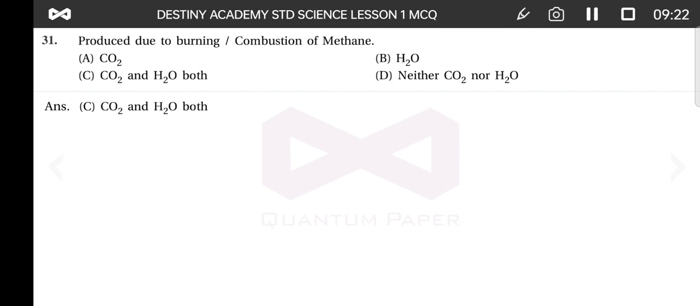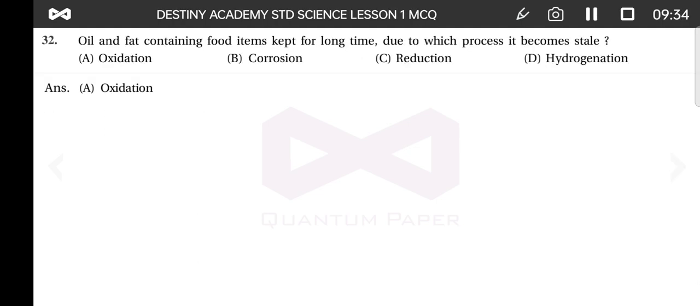What is produced due to burning or combustion of methane? Methane is a hydrocarbon, and when it is burned, it produces carbon dioxide and water. Oil and fat containing food items kept for a long time become stale due to which process? So the process of oxidation makes the food stale.